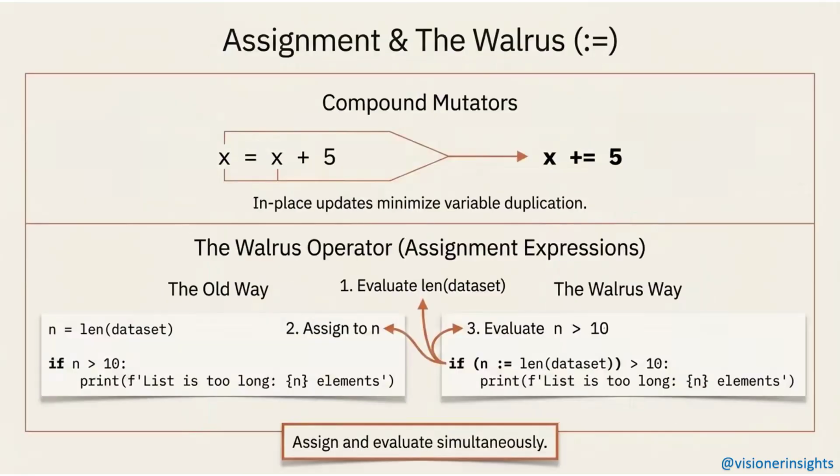Now let's talk about a feature that was a real game changer for a lot of Python developers, the walrus operator. Its official name is an assignment expression. So the old way, it was always 2 steps. First, you'd get the length of something and assign it to a variable, say n. Second, you'd use n in an if statement. But the walrus way is just so much more elegant. Right inside the if statement, n := len(dataset) does 2 things at once. It figures out the length, and it assigns that value to n right there. It's just a beautiful way to make your code tighter and way more readable.